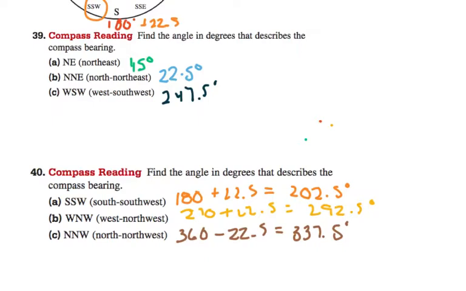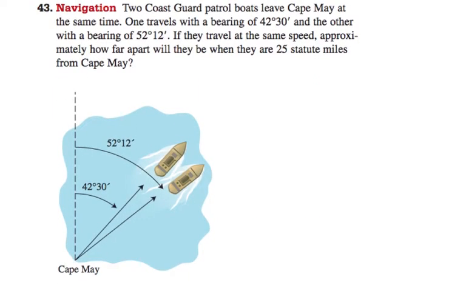Then we get a fun word problem here. So 2 Coast Guard Patrol boats leave Cape May at the same time. One travels with a bearing of 42 degrees 30 minutes, and the other with a bearing of 52 degrees 12 minutes. If they travel at the same speed, approximately how far apart will they be when they are 25 statute miles from Cape May? So basically we're going to try to find this distance between the two boats. Yes, in an arc, but of course, if you think about it at the beginning, it's not really in an arc. So we are talking about that arc distance.